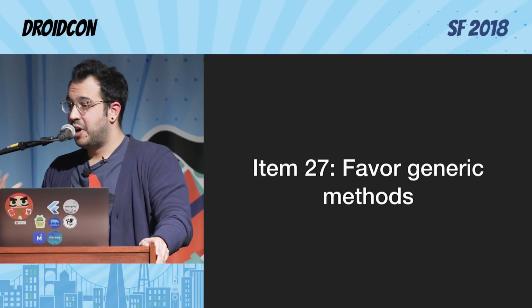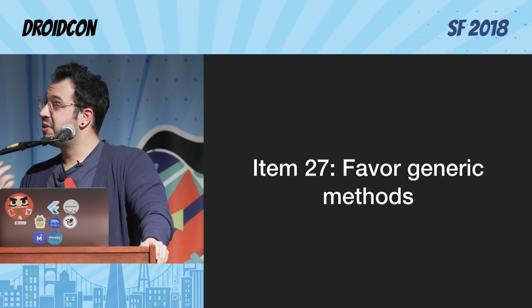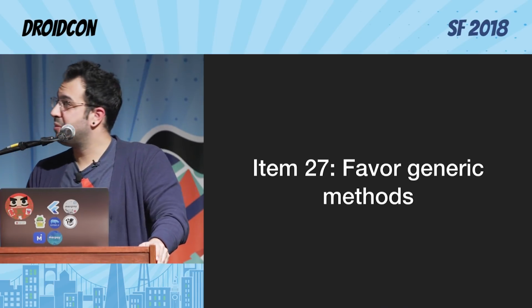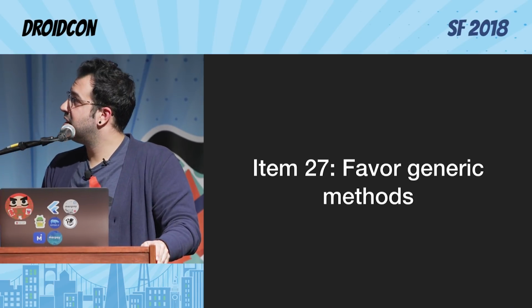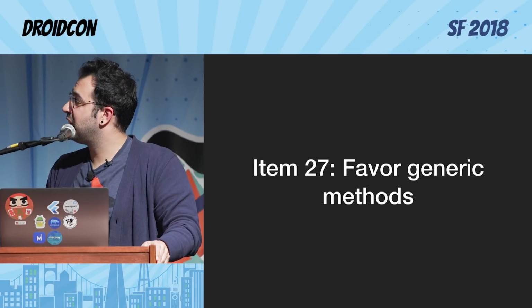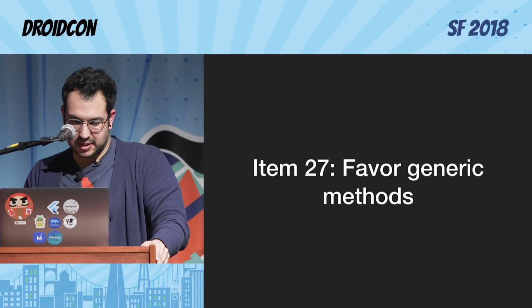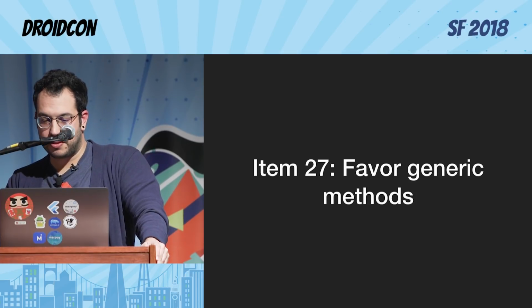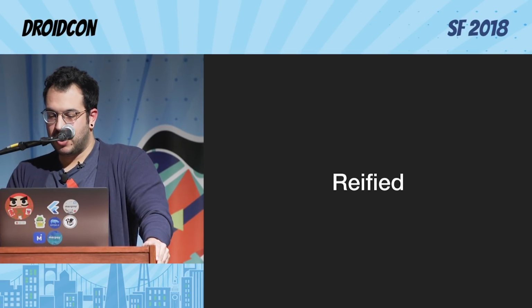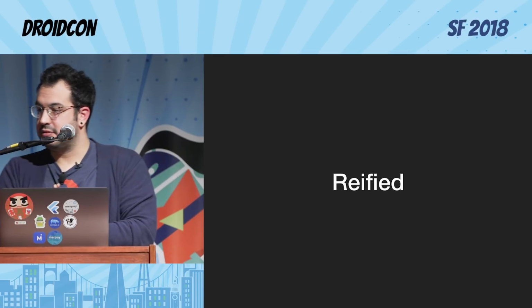There is actually one chapter only about generics in Effective Java, because they are complicated, actually. It took me many, many years to understand anything, especially the wildcards. We'll talk later about this. So, favor generic methods. We have this thing in Kotlin called reified.